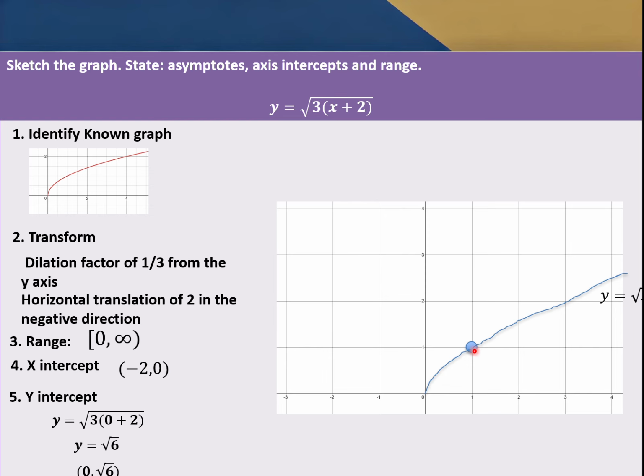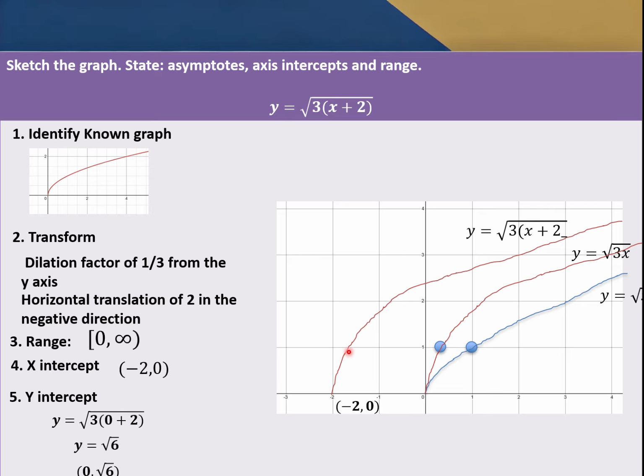The next part with our dilation is being compressed, so it's 1/3 of this. So it's going to go through here. So I've got y is equal to square root 3x. And then from this point, I have that horizontal shift in the negative direction by 2. So 1 and 2. From that, I have labeled my points. So be mindful: please use dilation before you do the horizontal and vertical shift.